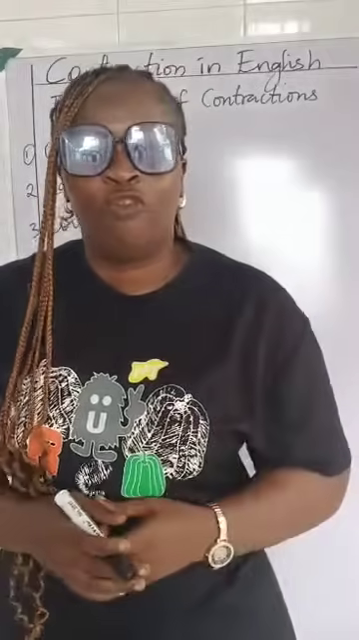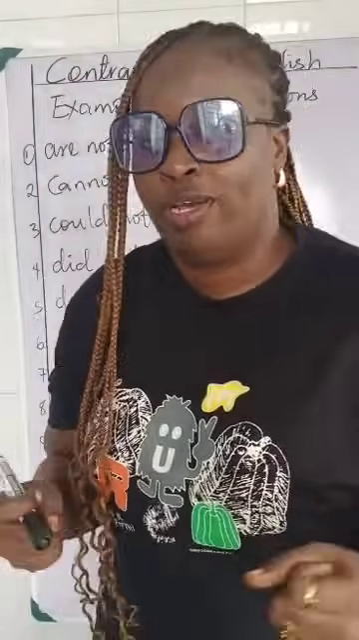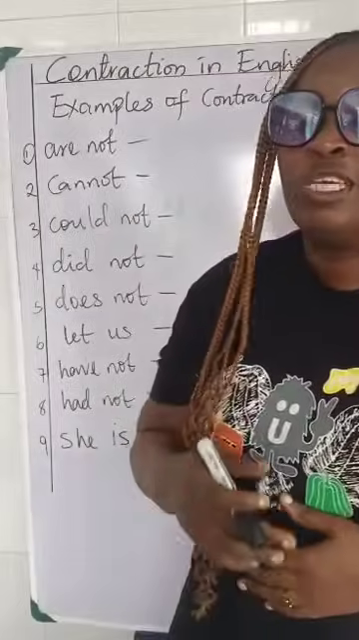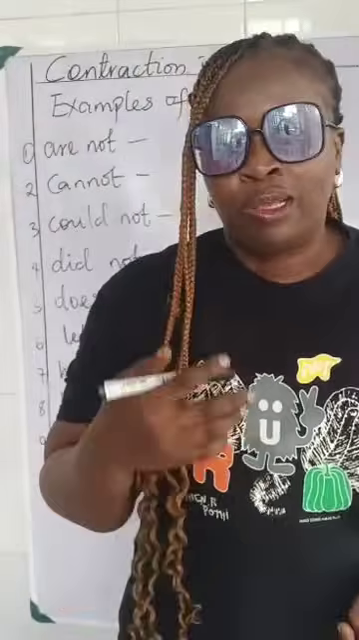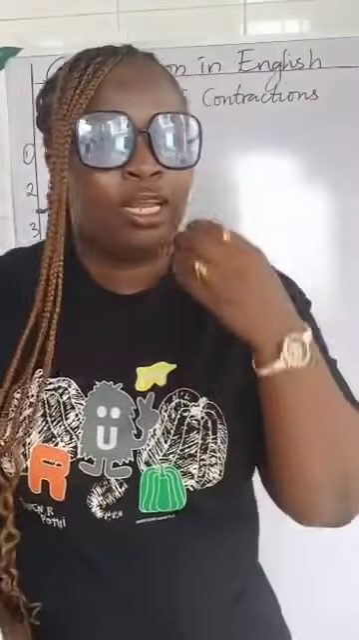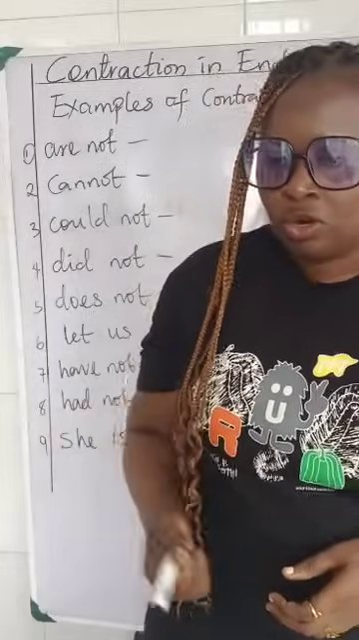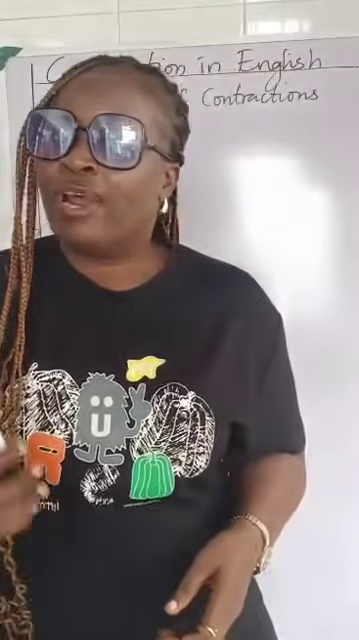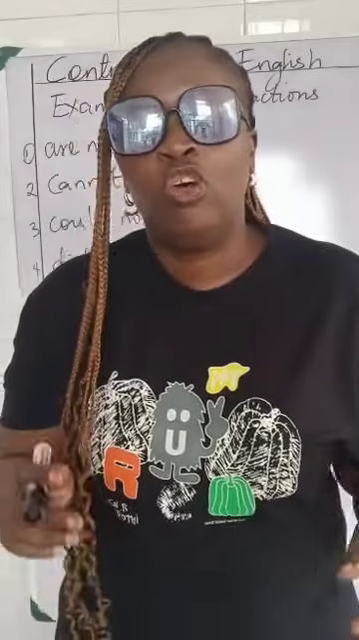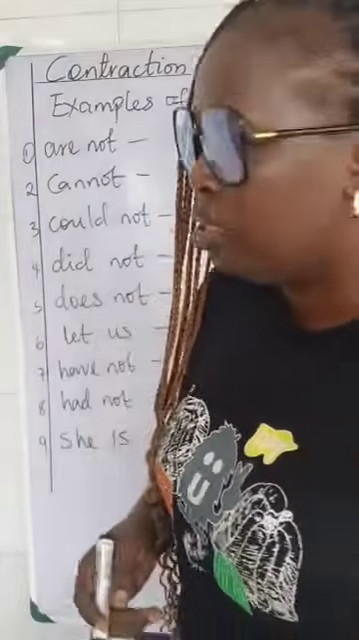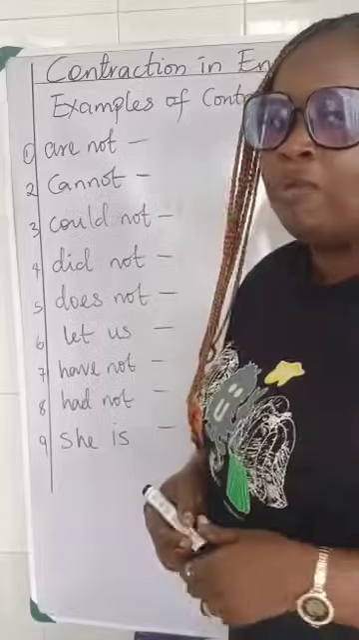Contraction is the shortened form of a group of words. The shortened form of what? A group of words. They are used in both written and oral English, both in your writing and in speaking. That is where we can use our contraction. When you write your contraction in English, the omitted letters are always replaced with what? An apostrophe, always replaced with an apostrophe.